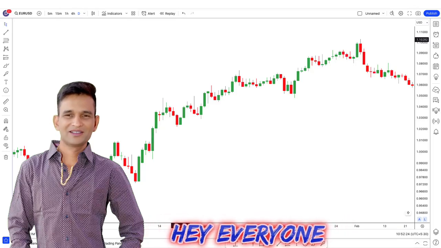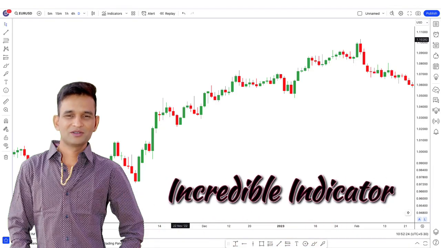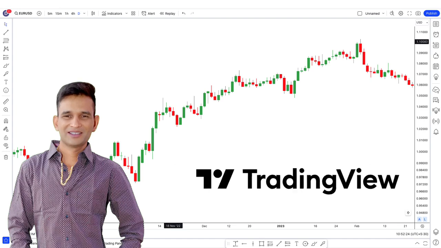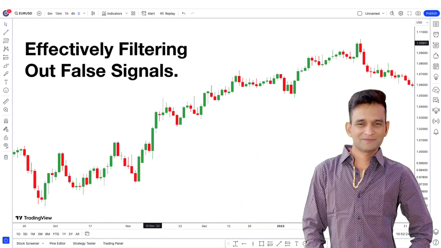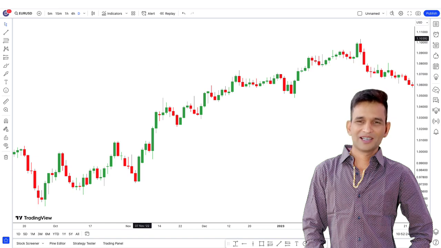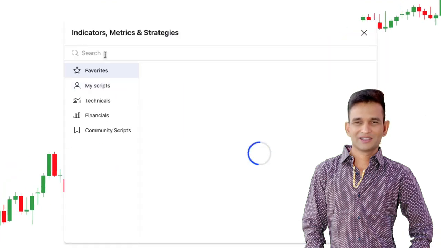Hey everyone, in today's video, I'm thrilled to share an incredible indicator on TradingView that can significantly enhance your trading strategy by effectively filtering out false signals. To add this powerful indicator to our chart here, we click on the Indicators tab and search VQZL Z-Score.